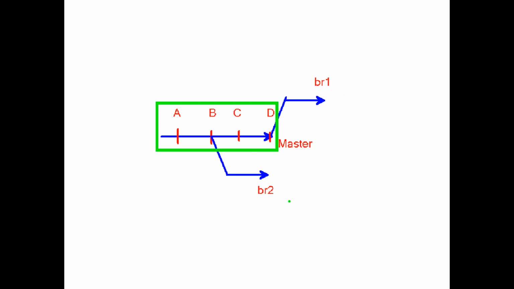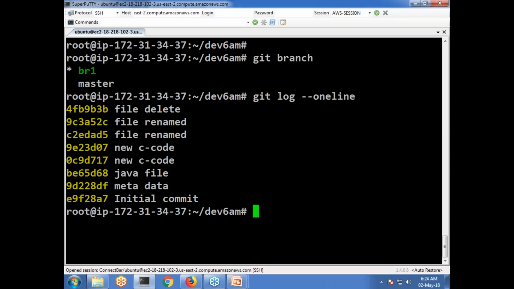Okay. So now I'll create one more branch here. I think we are in branch 1, right? Let me check out to master. So git checkout to master.